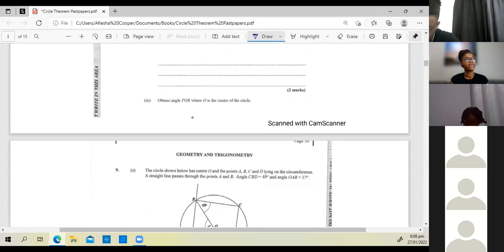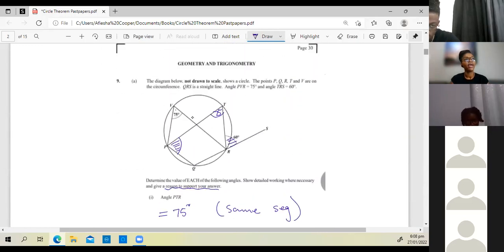Next one. Obtuse angle POR where O is the center. So they want POR where O is the center. So O will have to be here, right? So you had to put in O. So they want this. How much is that? How do we work out the angle at the center of that circle now? 75 by 2.